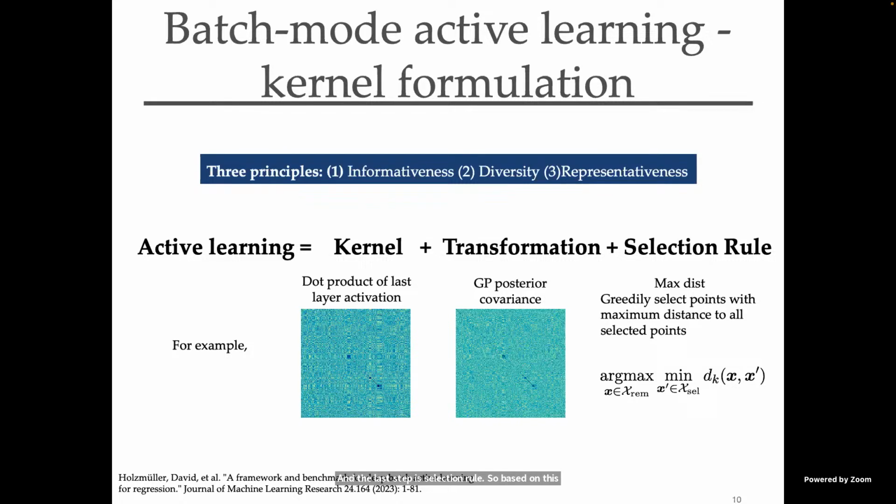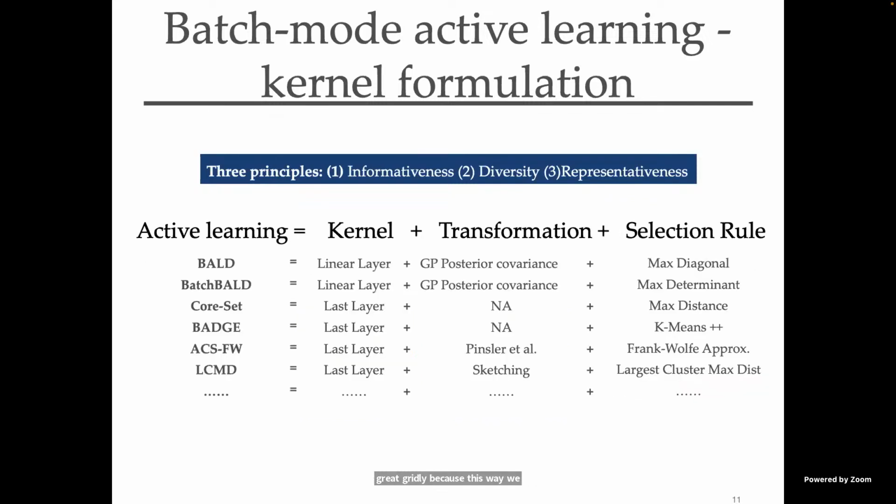Here, I'll just give an example. We want to greedily select points with maximum distance to all selected points. This way, in each iteration, we're picking the points that are most informative. And we do it greedily because this way we account for some diversity. That was just an example, but all of these state-of-the-art active learning methods can be decomposed into variants of individual modules.